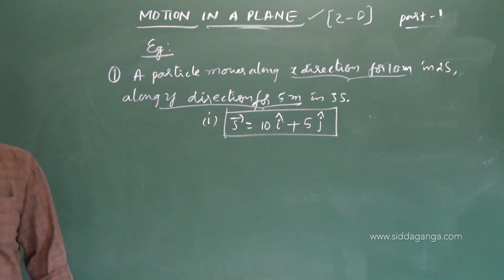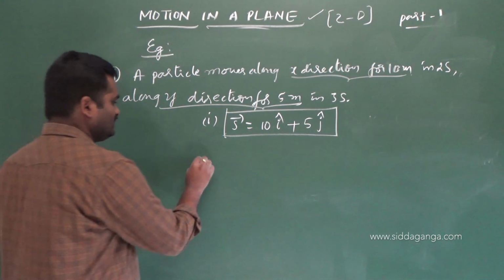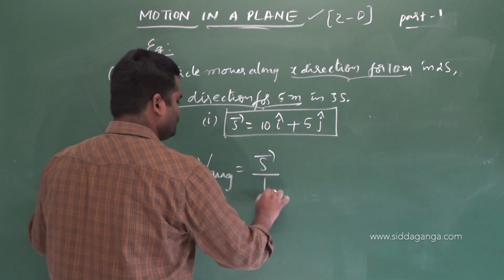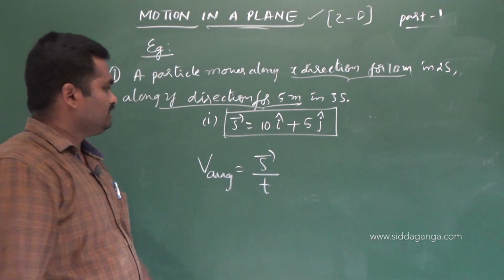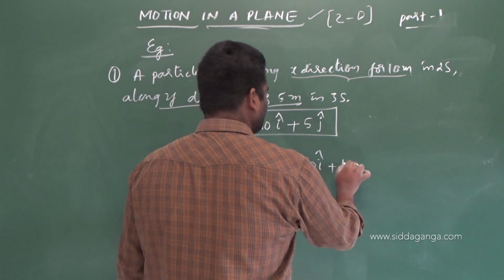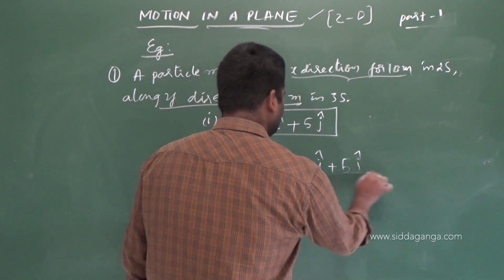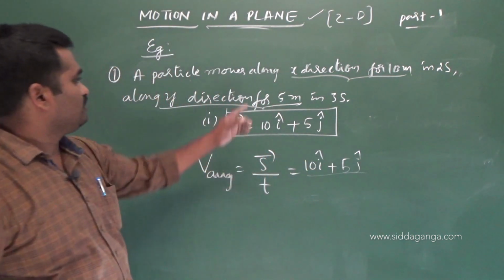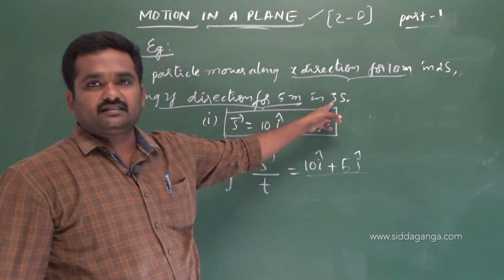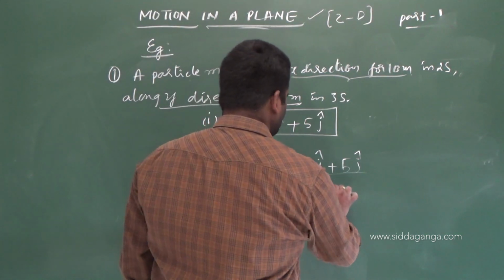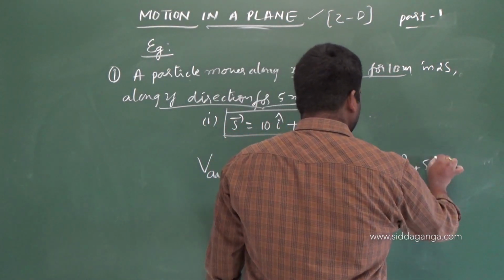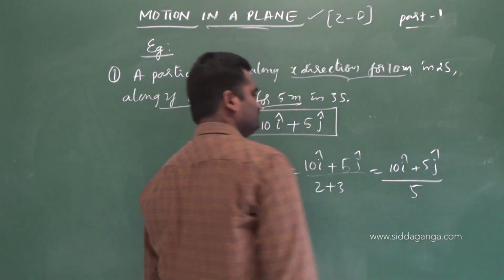V average equals displacement divided by total time for the journey. Displacement we got already: 10 i cap plus 5 j cap. Divided by the total time for the journey. This is for 2 seconds and this for 3 seconds. Total time for the journey is 2 plus 3, that is 5. So 10 i cap plus 5 j cap divided by 5.